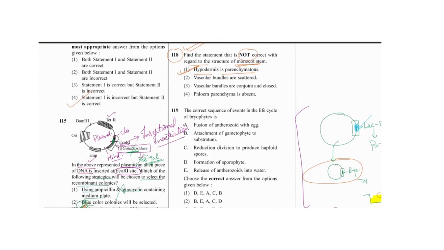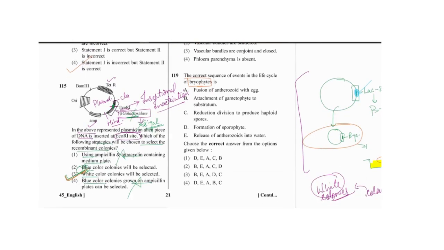Then, the correct sequence of events in the life cycle of the bryophyte. In the life cycle of the bryophyte, if you have learned it, we can say from the five points which could be the first stage in the life cycle. Okay, we can say the attachment is important. First of all, the attachment of the gametophyte to the substratum should be there, and then after that, what could be B.